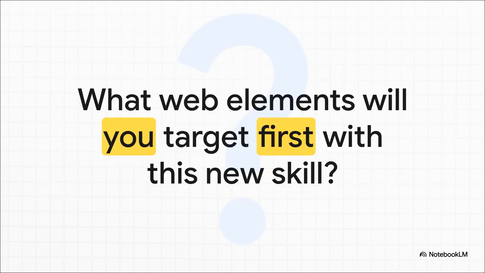So there you have it. You now know how to precisely target elements by their visible text. Think about all those buttons and links and headers that used to be a pain to locate. So my question to you is, what web element are you going to target first with this new skill?